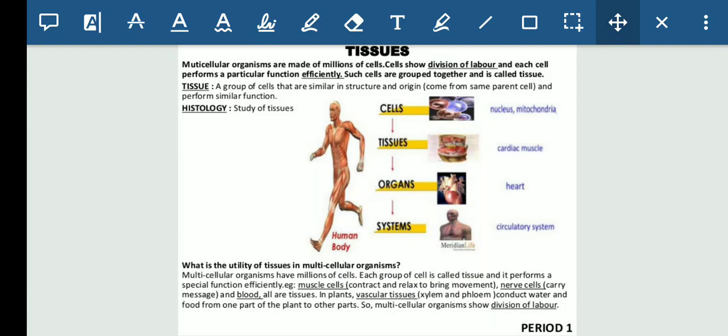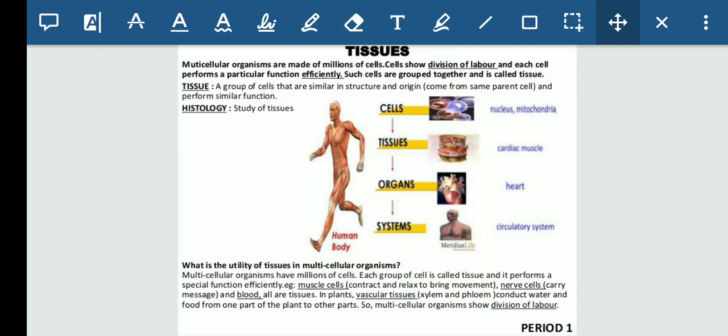What is division of labor now? Each cell performs a particular function efficiently, right? Can you give me some example? You might be thinking of various examples. Now, for example, in human beings, muscle cells contract and relax to cause movement of a body part. Similarly, students, nerve cells or our neurons carry messages. Blood flows to transport food, oxygen, hormones and waste material.